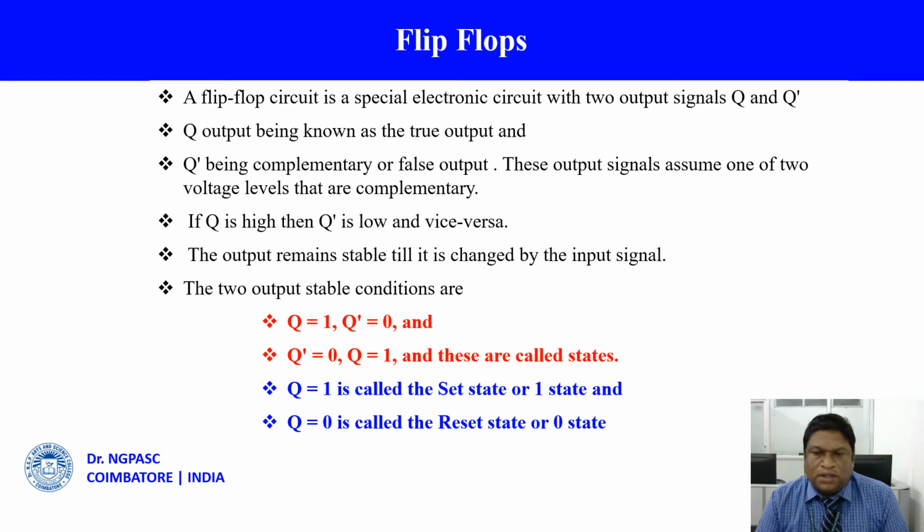These two should always be complements of each other. If Q is 1, then Q bar must be 0. If Q is 0, then Q bar must be 1. This is how it should always be. If Q is high, then Q dash is low and vice versa. If you take the two stable output conditions, Q equal to 1 and Q bar equal to 0, or Q bar equal to 1 and Q equal to 0, these are called states. We can also define that when Q is equal to 1, this is called the set state, and Q equal to 0 is called the reset state.